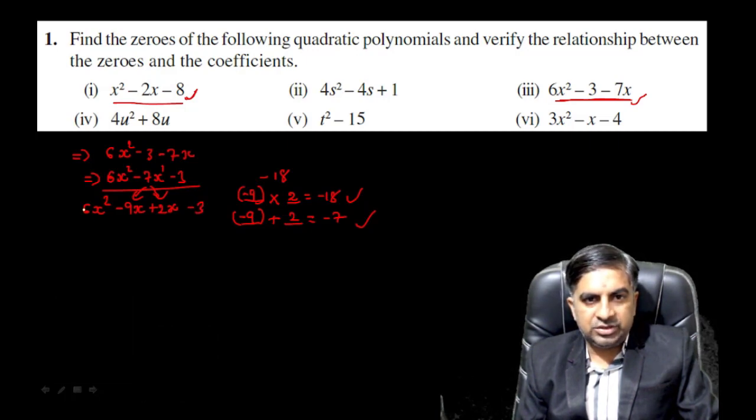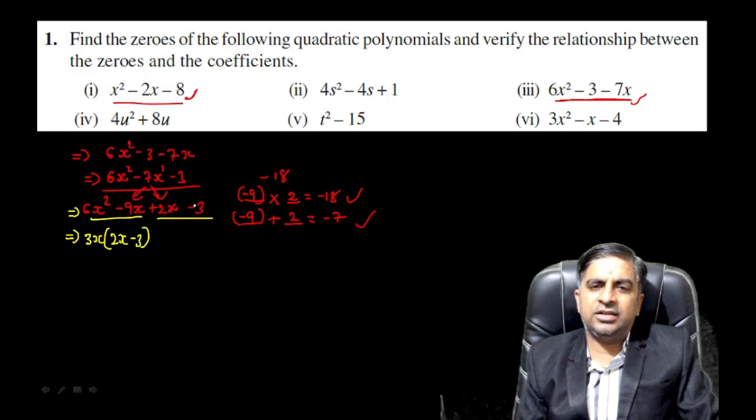Now from these two terms, 3x is common, so here 2x minus 3. Now we are not getting anything common from the remaining terms.